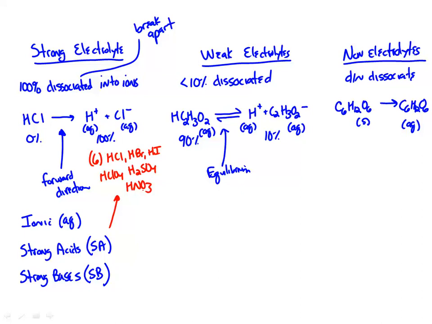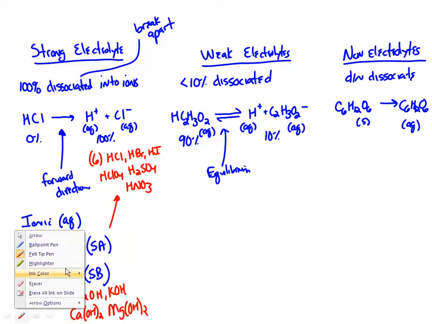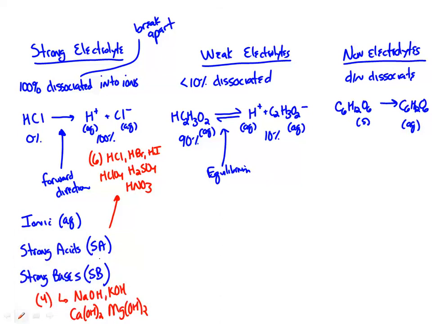Well, I guess I just have them remembered. And then the strong bases are NaOH, KOH, calcium hydroxide, and magnesium hydroxide. So there's 4 strong bases. So when you're studying for the test, you not only have to know the 10 acids and bases that are common, you have to know which ones are strong and which ones are weak.